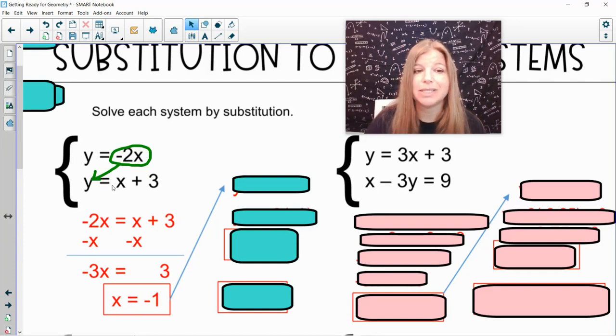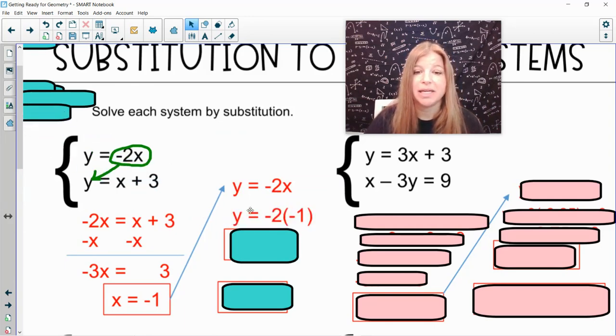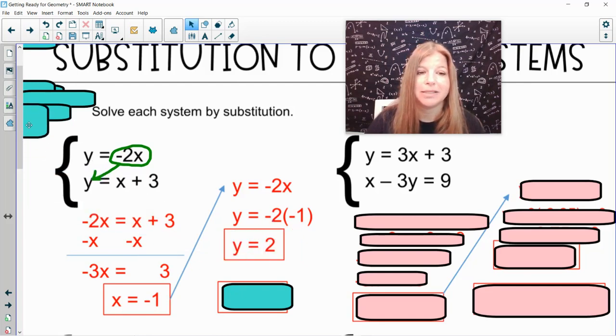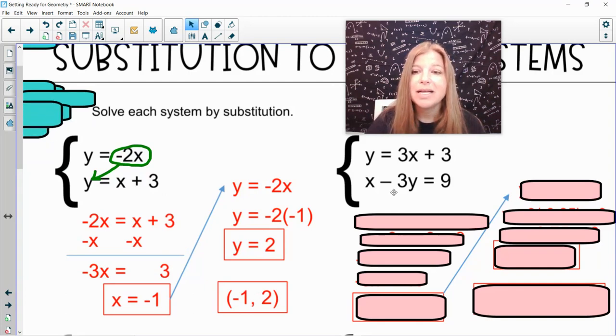So if I take this x equals negative 1 and substitute it into, let's say, the first equation, y equals negative 2x, that would become y equals negative 2 times negative 1. Negative 2 times negative 1 is positive 2. Look what would have happened if I plugged in a negative 1 for x in the second equation. Negative 1 plus 3 is 2. I get the same response. Final answer: your solution is always the x value, comma, the y value. It's never the order you solve them in, because I could solve for y first. It's always the x value, comma, the y value. So here my solution to the system is negative 1, 2. Awesome. Let's take a look at the next one.